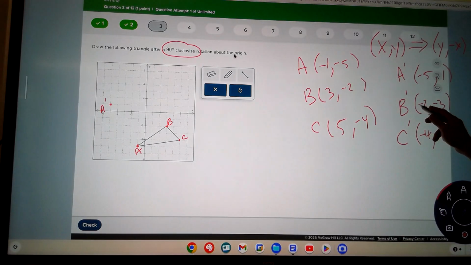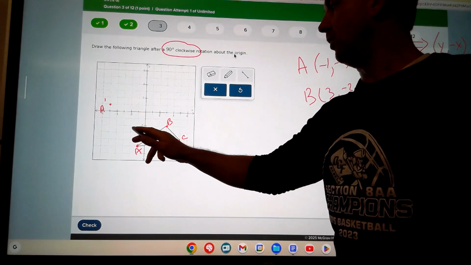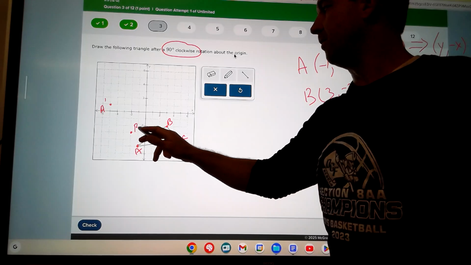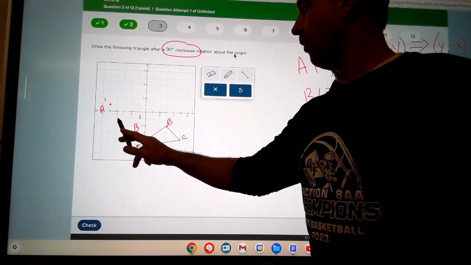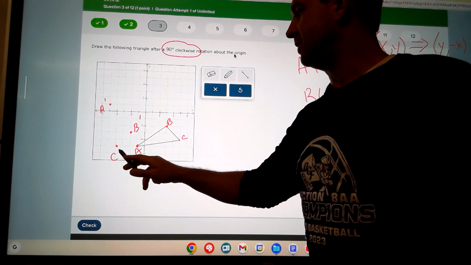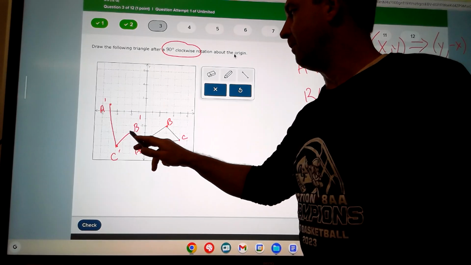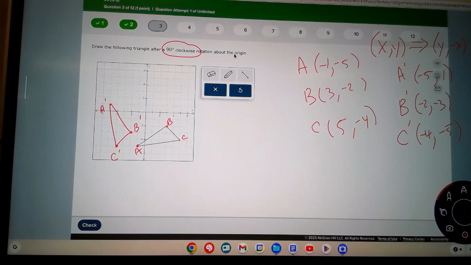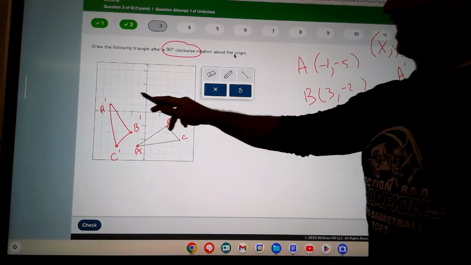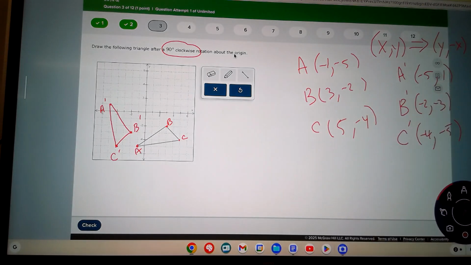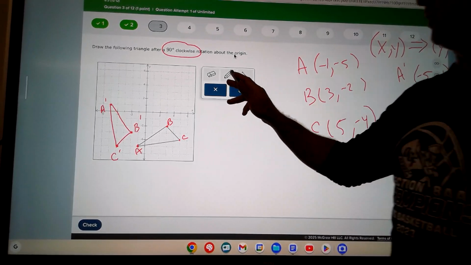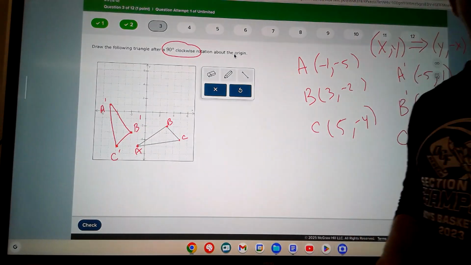Now B prime would be negative 2 and then negative 3. So I go negative 2, negative 3 right there, B prime, and C prime would be negative 4, negative 5. So I go negative 4, negative 5 right there, C prime. And there would be my triangle. So you would want to put that on there with that pencil by clicking on the pencil and putting those points on there. And then you have to connect the dots. For me, if I take off my hand right there, all my work goes away. But you can click that little thing and just redo your pencil points and connect the dots. That'd be the easiest way to do that one.